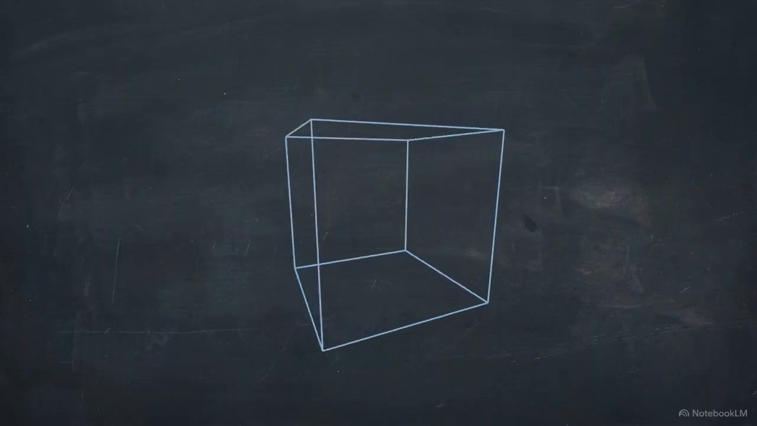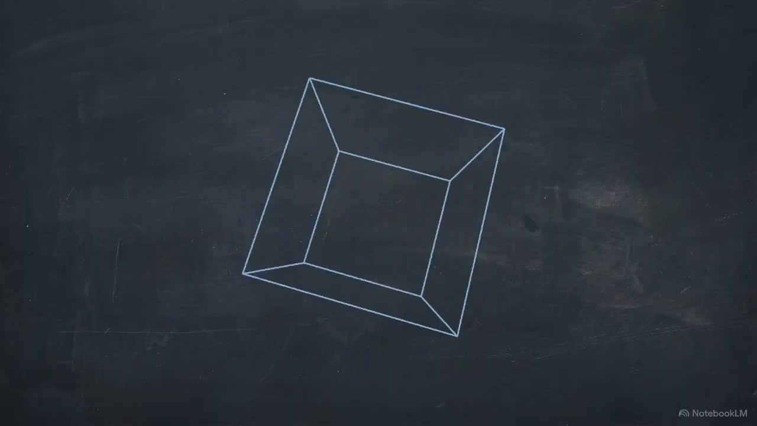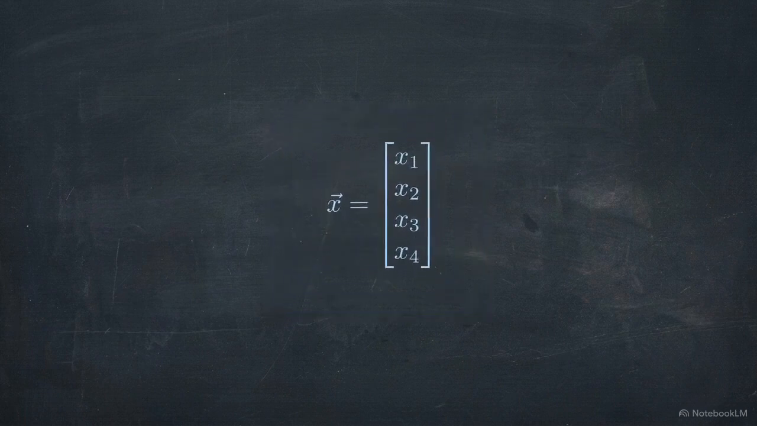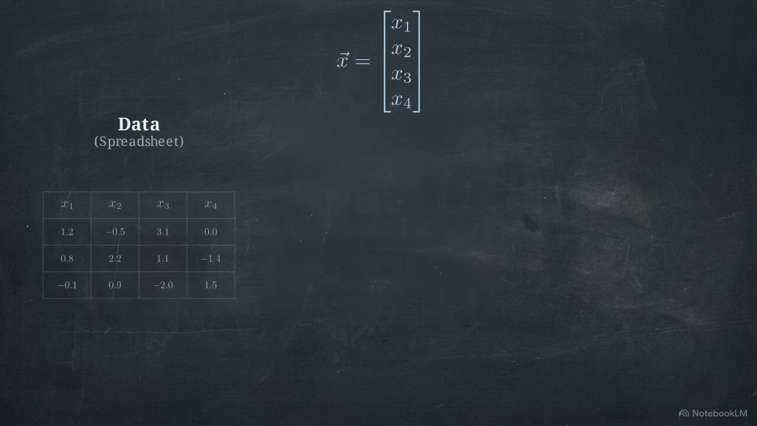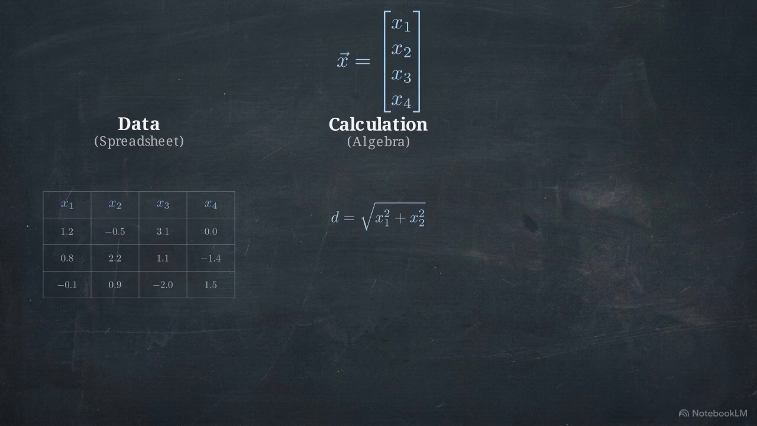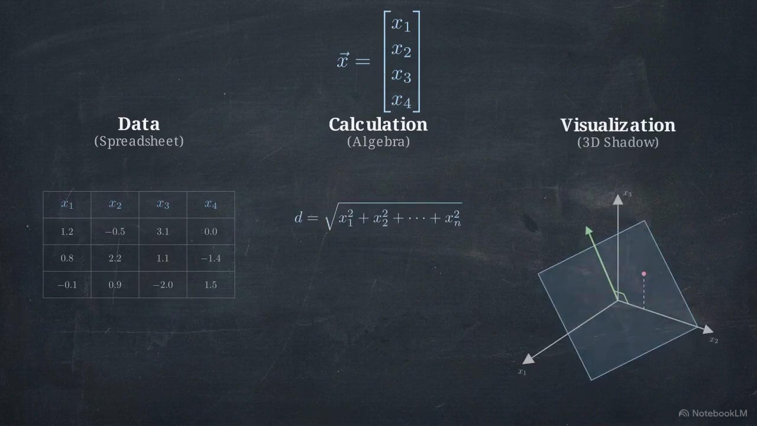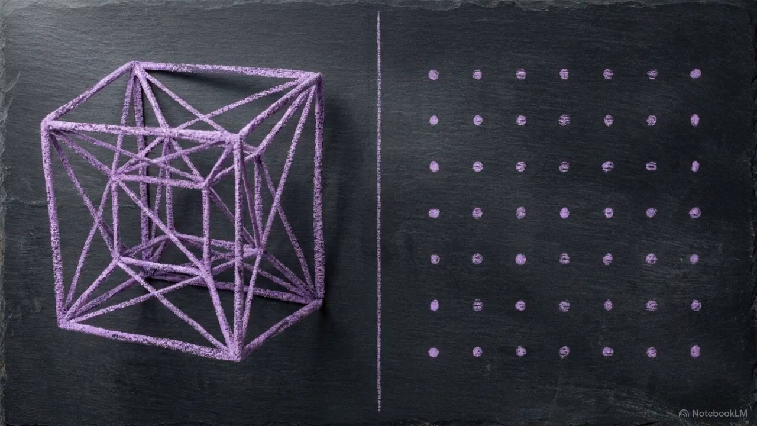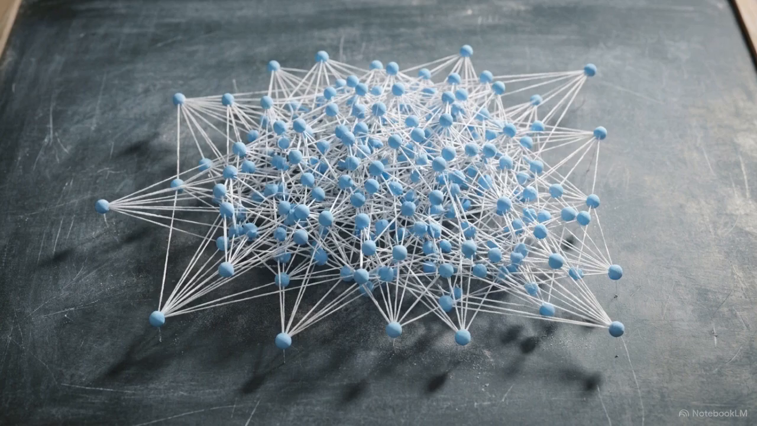Navigating the dimensional divide requires a shift in perspective across data, calculation, and visualization. We map raw information to spreadsheets, use algebra to calculate what we cannot see, and use 3D shadows to understand the topology. When we decouple math from physical intuition, the mystical elements of higher dimensions disappear. We are left with a powerful organizational tool designed to track thousands of interacting variables at once.